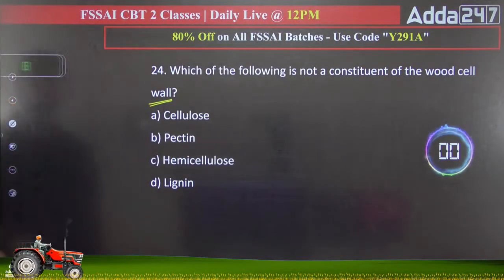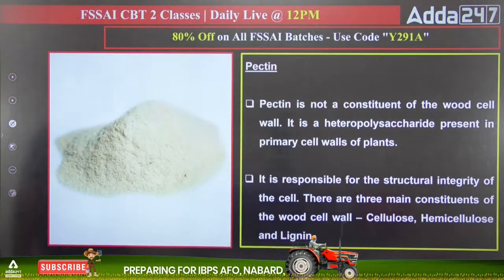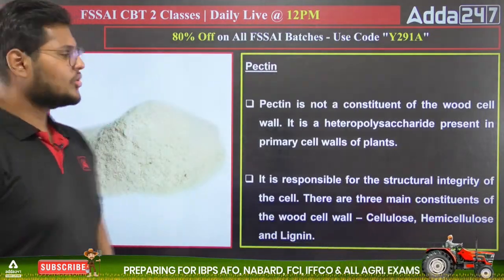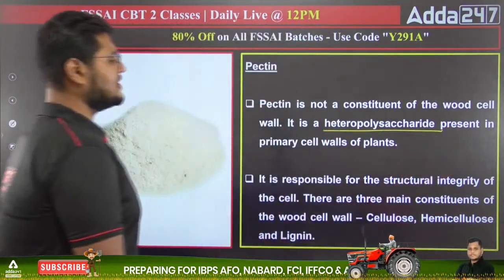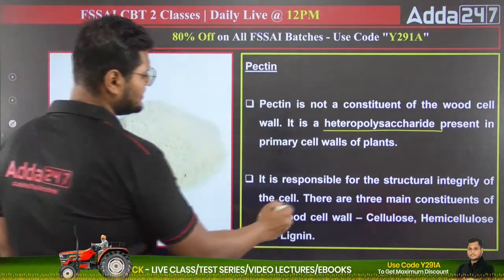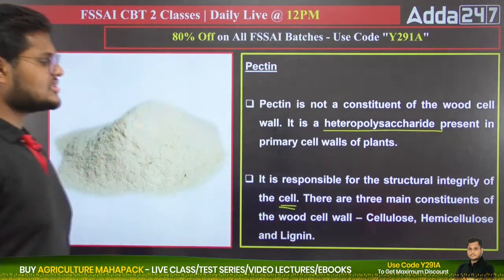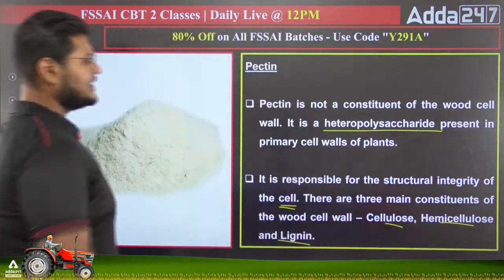Now, the right answer here is B, that is pectin. Pectin is not a constituent of the wood cell wall. It is a heteropolysaccharide present in primary cell walls of plants. It is responsible for the structural integrity of the cell. There are 3 main constituents of wood cell wall: cellulose, hemicellulose and lignin.